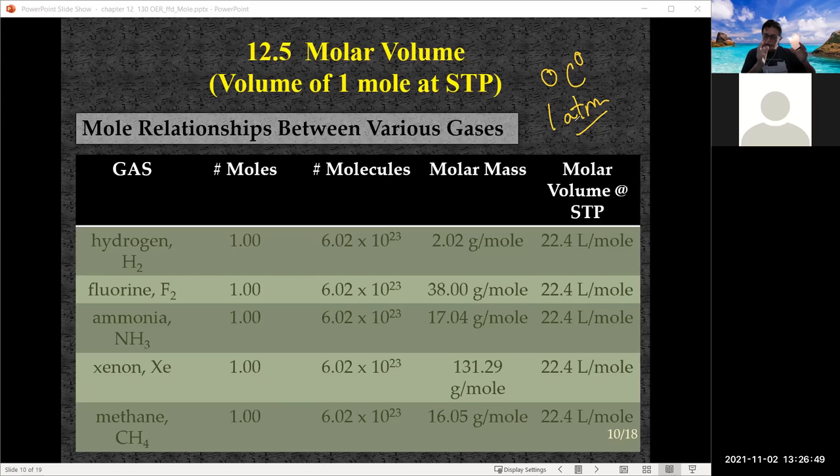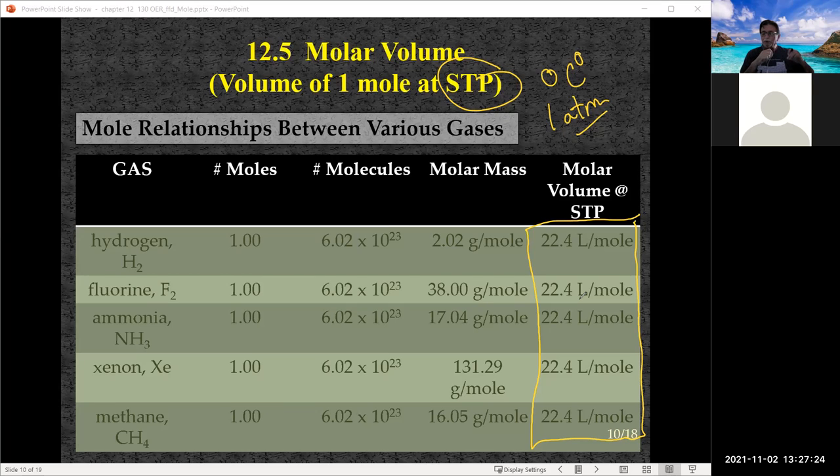All right, but under those conditions of 1 atmosphere and 0 degrees Celsius, a gas has a molar volume of 22.4 liters. Every mole of gas at STP has a volume of 22.4 liters. Okay, guess what? That's another ratio.